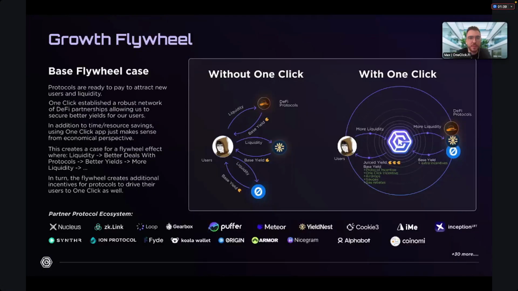In terms of the flywheel, the protocols that would otherwise just get liquidity directly from users and give them base yield in return, on Oneclick provide extra incentives that Oneclick also turbocharges from our side. So we give users from 20% up to 4x better deals on the farming, and that incentivizes users to provide more liquidity, and the protocols are happy, so they provide more incentives and the cycle goes on.